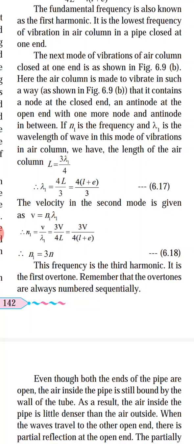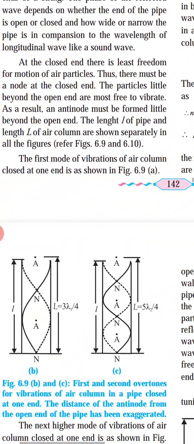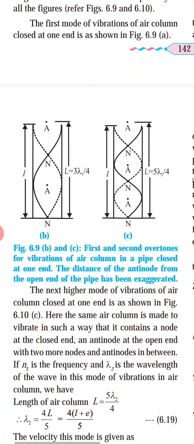So remember that overtones are always numbered sequentially. So first overtone, but harmonic is different. So it will be third harmonic. Now, the next higher mode of vibration of air column closed at one end is shown in figure 6.10c.